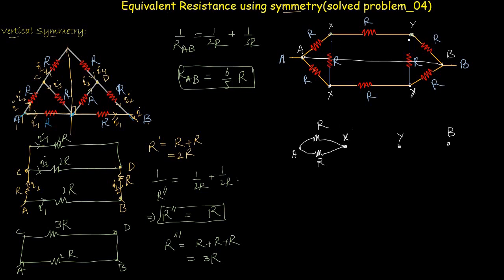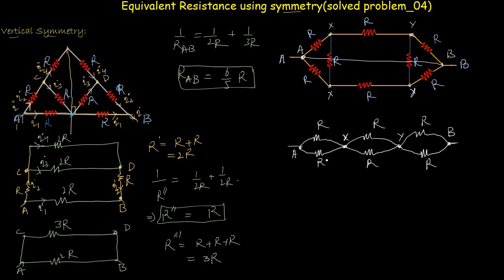Now between point X and Y we have this resistor R, and between point X and Y we have another resistor R. Now between point Y and B we have two resistors also connected, the first one is this one and the second one is this one. So between point Y and B we have this resistor which is R, and another resistor which is R, and this is point B and this is point A.